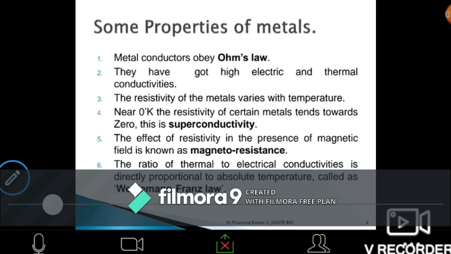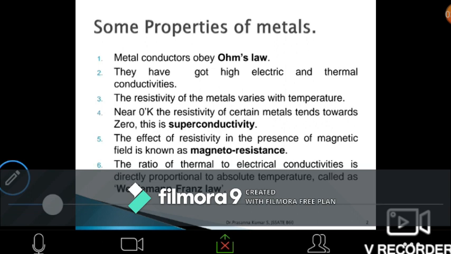That is resistivity. And you know that certain metals, when brought near 0 Kelvin, that is minus 273, lose their resistance completely. They lose their resistivity completely. The resistance goes to 0, and conductivity goes to enormous values. It's infinity. Conductivity shoots to infinity. This property is called superconductivity. So certain metals do exhibit superconducting properties.